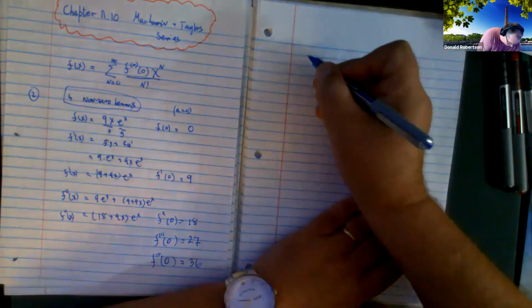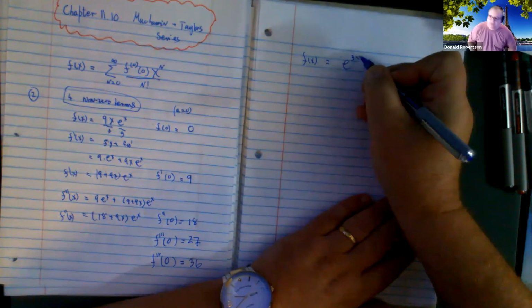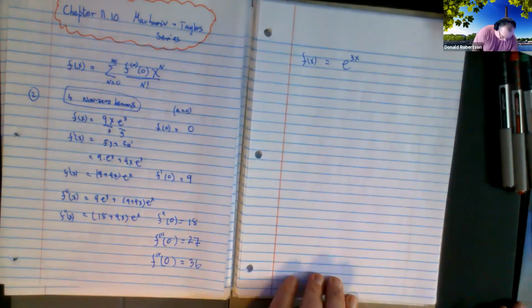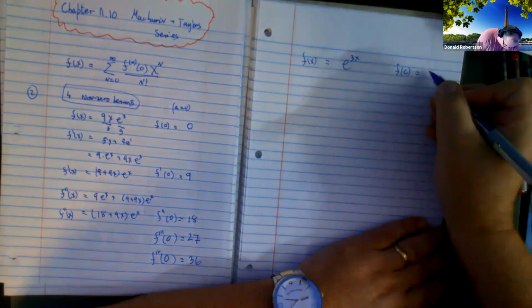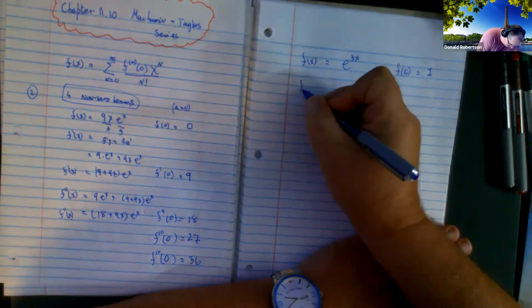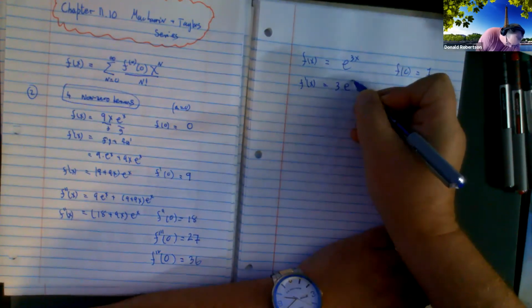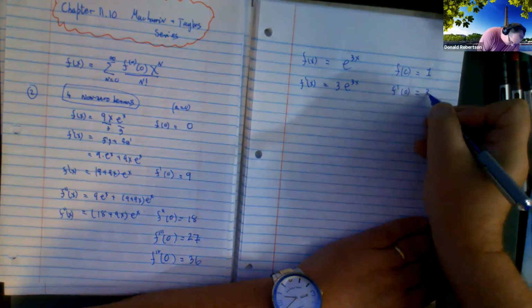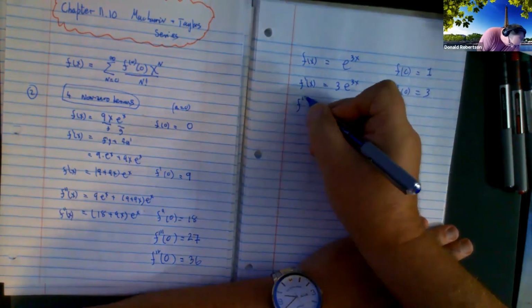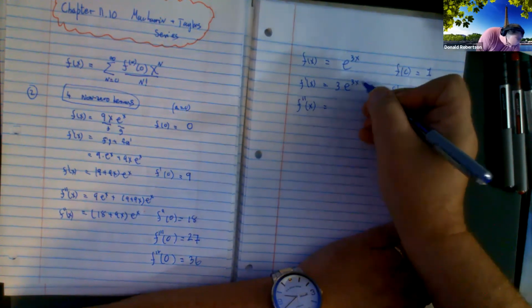Let's do f of x equals e to the 3x. Power series for this fella. Well, that's e to the nothing, so that's 1. First derivative, 3 times e to the 3x. First derivative at 0 is 3. Second derivative, 3e to the 3x times another 3.